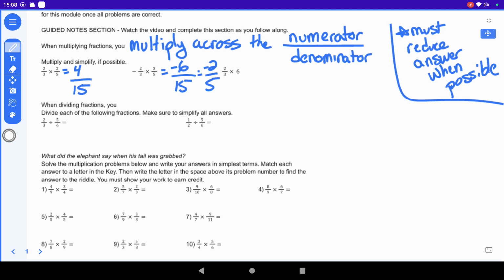On our next example here, we have 2 thirds times 6. Again, whenever you have an integer or a whole number that doesn't have a denominator, it's really over 1. So we've got 2 times 6 is 12, over 3 times 1 is 3, and then 12 divided by 3 reduces to be just 4.